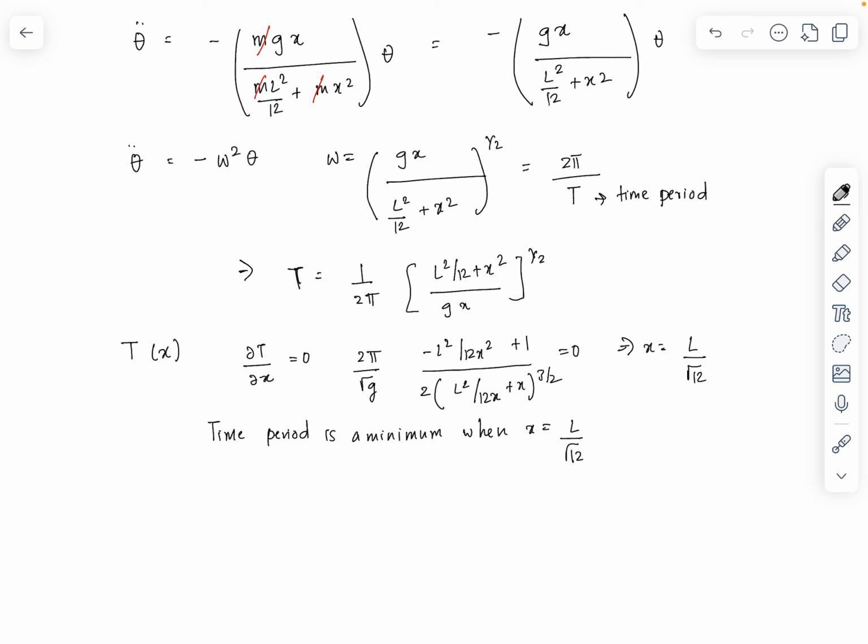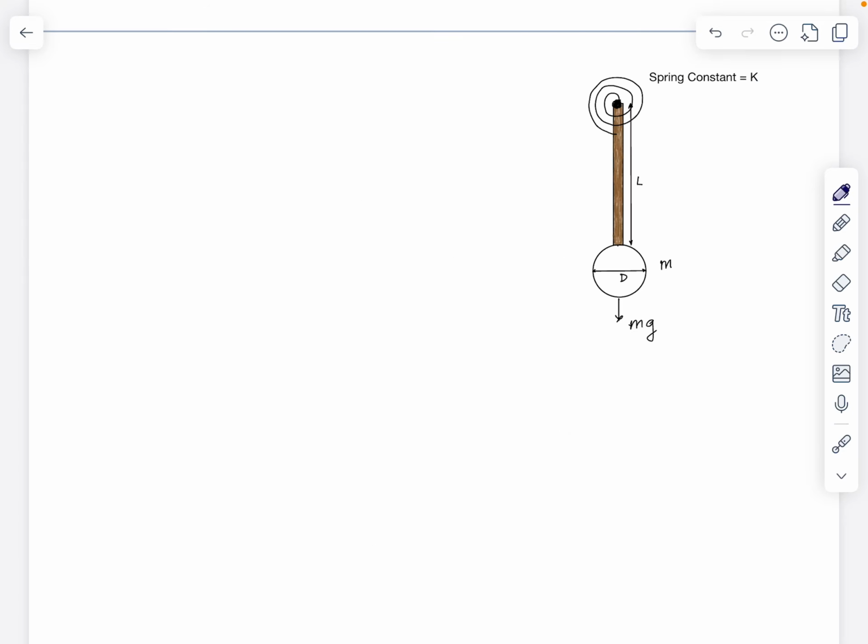So this gives us one instance of how to compute the time period for one particular geometry. In this example, we will find the time period of vibration of a pendulum. This pendulum is a specific type of pendulum where we have a disc of diameter d that's suspended using a massless rod of length L.